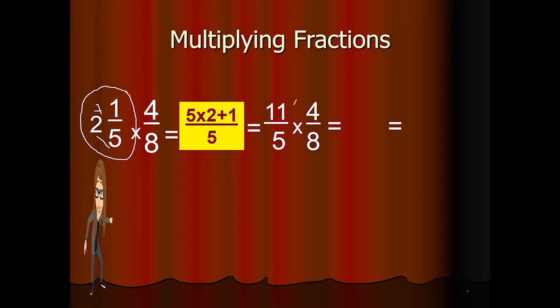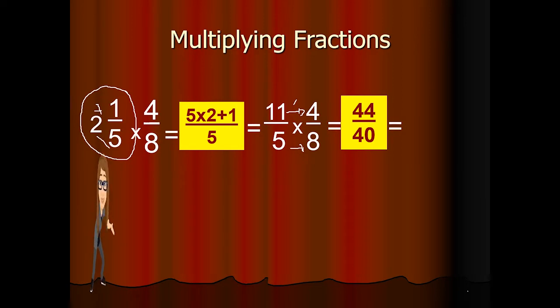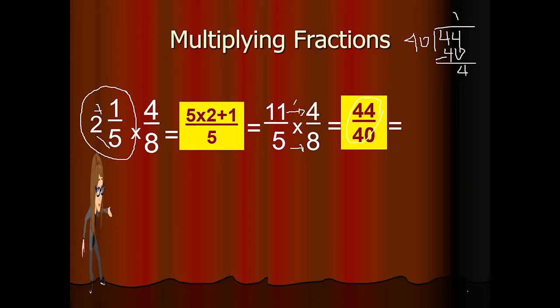So we can now multiply 11 by 4, and that is 44, and 5 by 8, and that is 40. So we have 44 over 40. But this one is not yet in simplest form. So we need to change this to simple form. We have 44 divided by 40. So we have 1. 1 times 40 is 40. Then 44 minus 40 is 4. So the answer is 1 and 4 over 40.